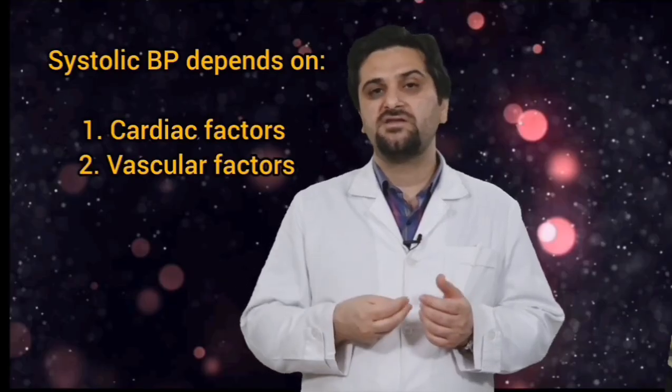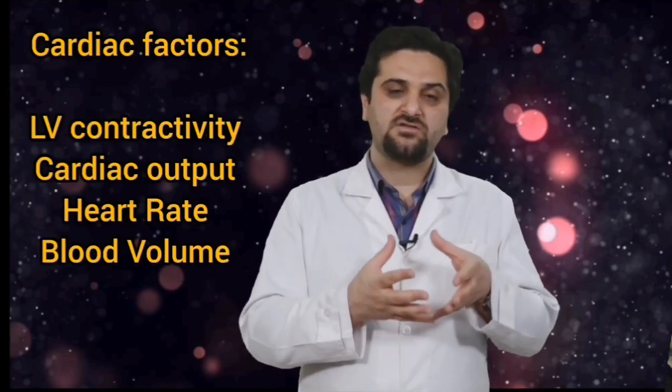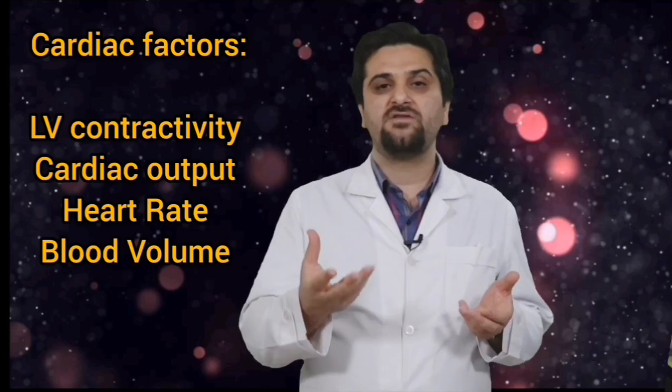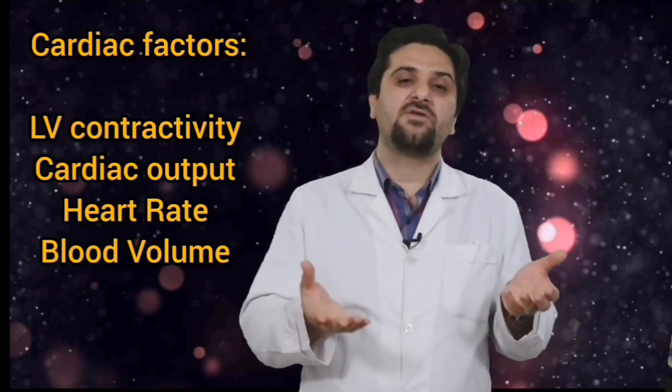Systolic blood pressure is related to two main factors. One is cardiac factors and the other is vascular factors. Cardiac factors are those that are related to the heart. These include LV contractility, heart rate, cardiac output, and blood volume. If any of these increase, it will lead to an increase in our systolic blood pressure.